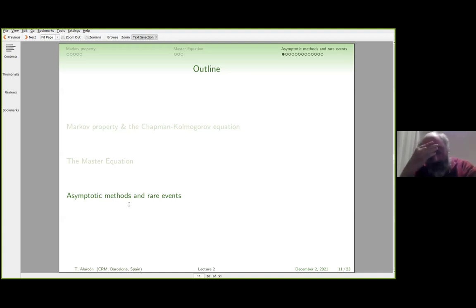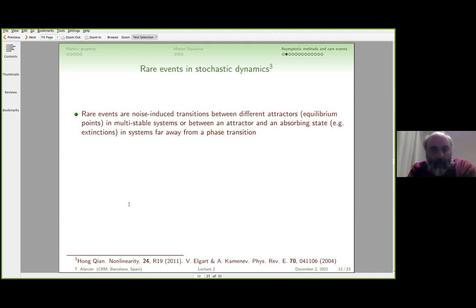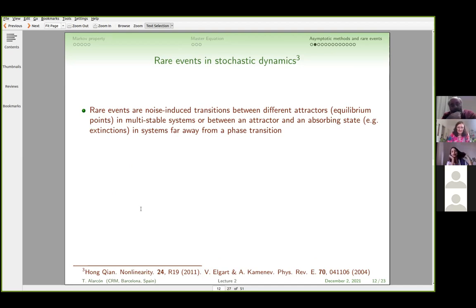We mentioned in the first lecture that the master equation can rarely be solved analytically, and that we usually must resort to numerical simulation to sample the distribution. But under some conditions related to big system size, which is equivalent to low noise, as we also mentioned the other day, we can do some asymptotics and derive in certain cases analytical approximations, not exact results, to certain quantities.